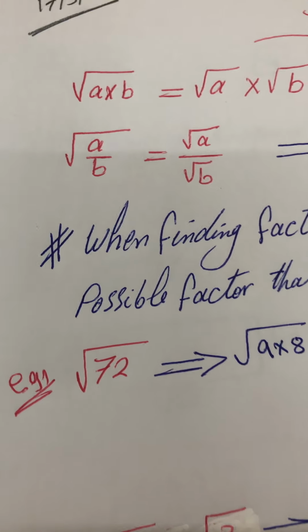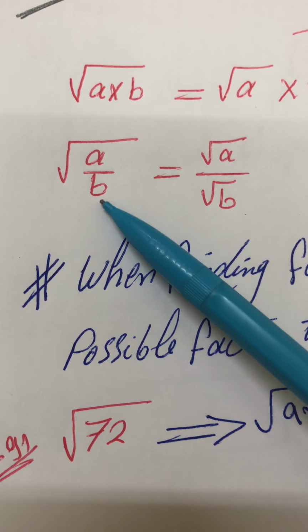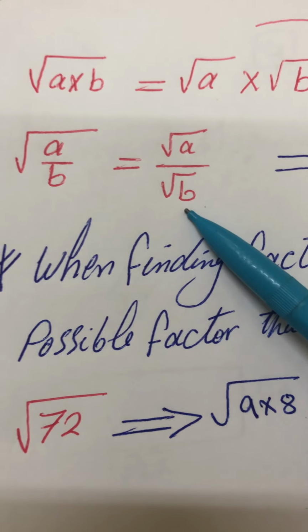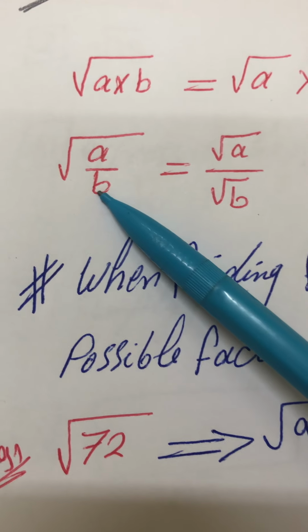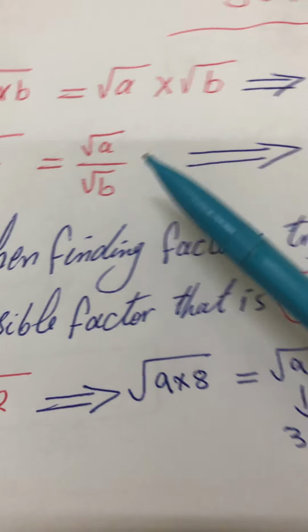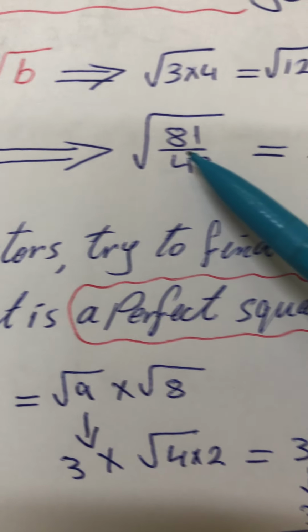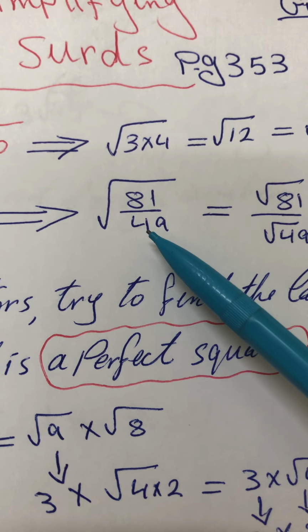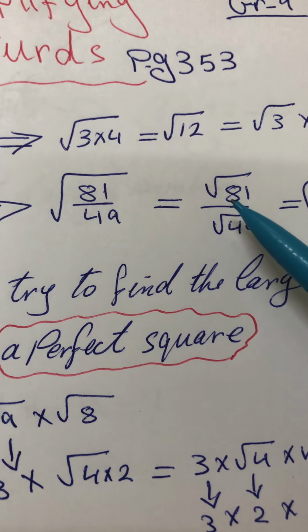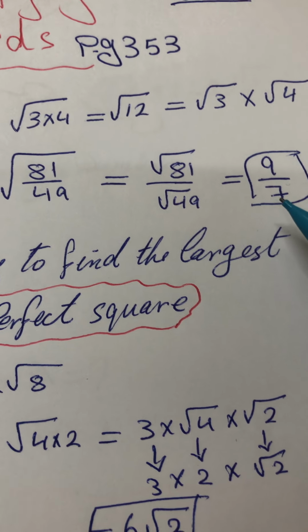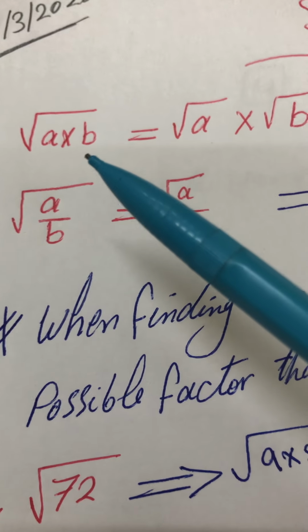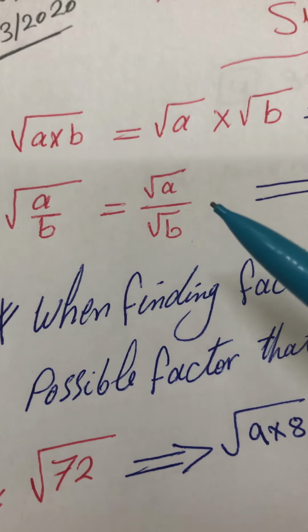The second piece of information: if I have the square root of a over b, a fraction, you can take the square root of a alone and b alone. So the square root of a fraction can be split into the square root of the numerator over the square root of the denominator, like this. The square root of 81 over 49 equals the square root of 81 over the square root of 49. The square root of 81, as you know, is 9, and the square root of 49 is 7. So please don't forget these two important pieces of information.